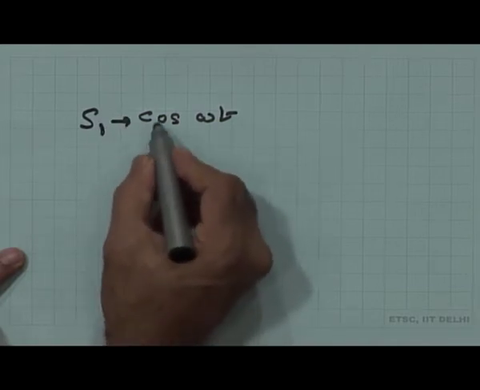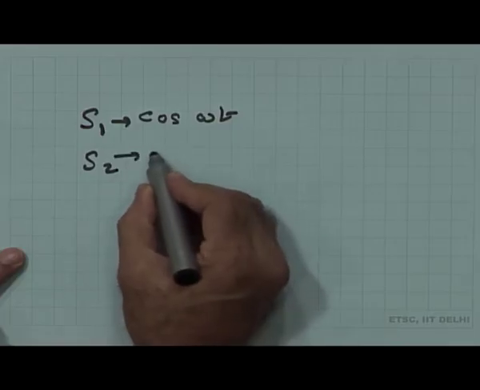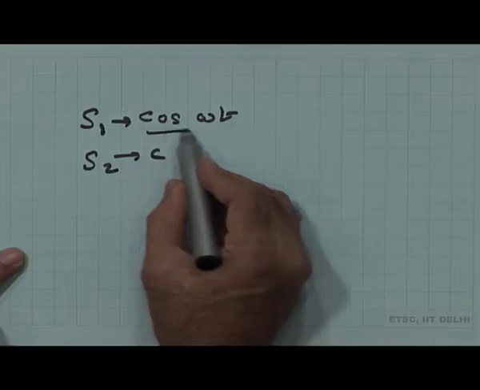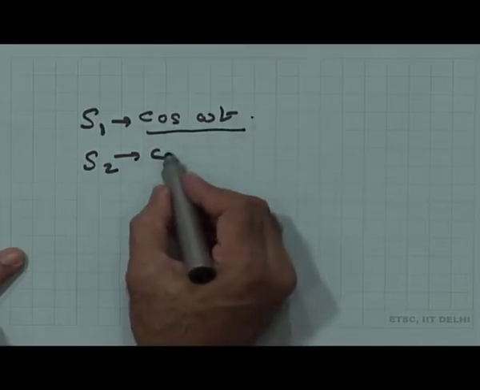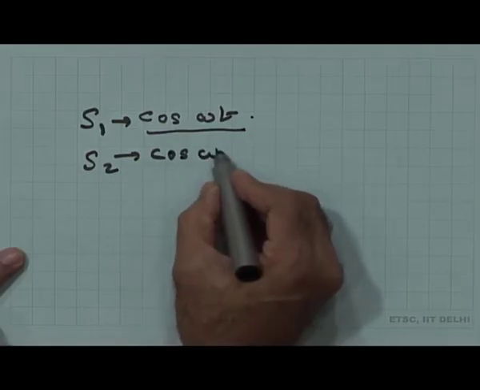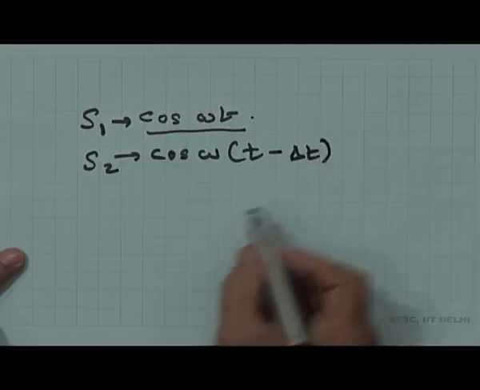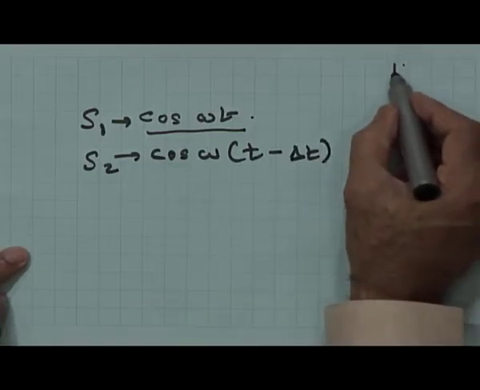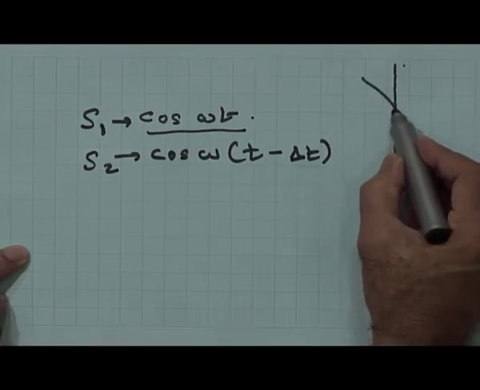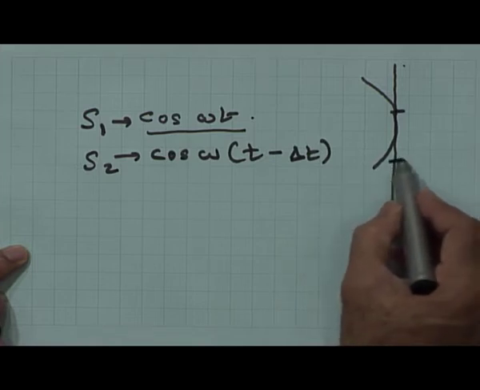At S1, I have dropped the amplitude. At S2, the same wave front will come at a later time, or when I have a phase term cos omega t at S1, the phase at S2 will be cos omega into t minus delta t. That is, at that instant on the plane here, one wave front has reached here at the point, but at the second point here it has not reached.